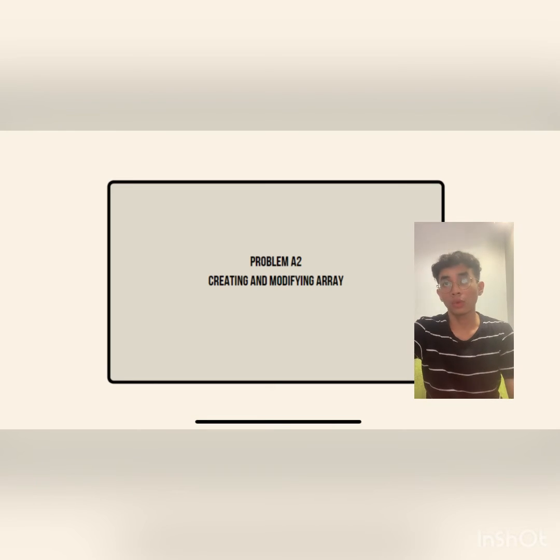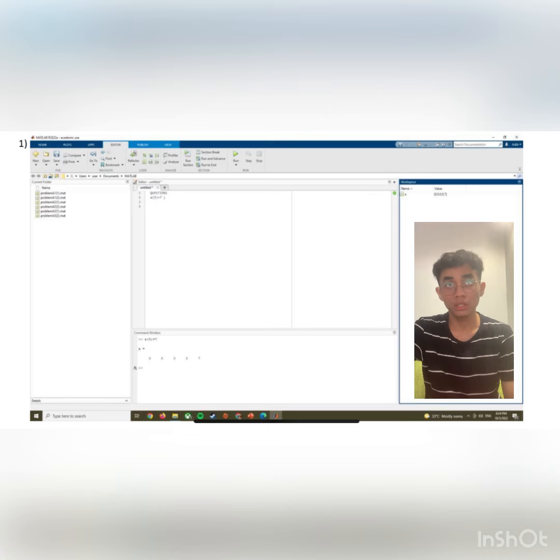So the next subtopic is problem A2, which is creating and modifying an array. So the first question is A(5) is equal to 7. So the command window will show the variable A is equal to a row vector which is 0, 0, 0, 0 and 7.